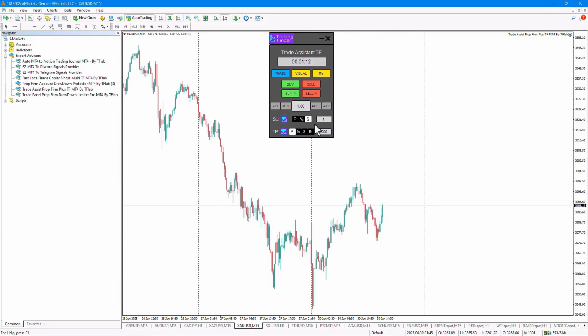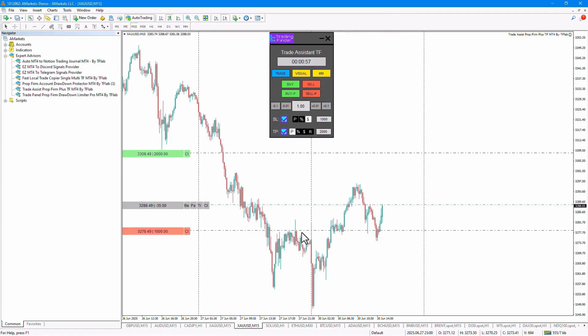In the third mode for stop loss, I can specify a dollar amount. Here, I set the amount to $1,000, and the take profit is also set based on points, specifically 2,000 points. When a trade is executed, the stop loss level is determined based on $1,000, and the take profit level is set based on 2,000 points, which in this case amounts to $2,000.